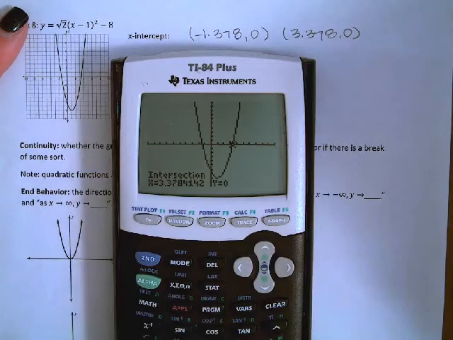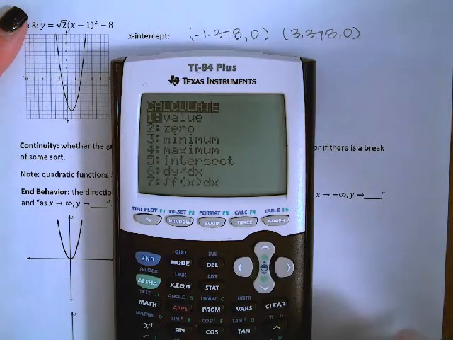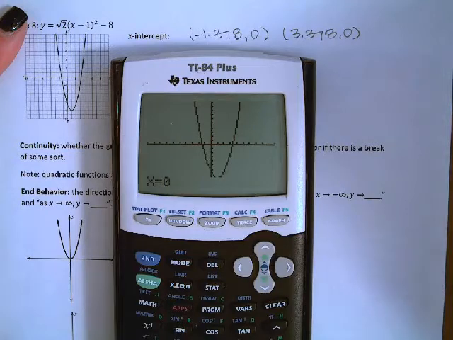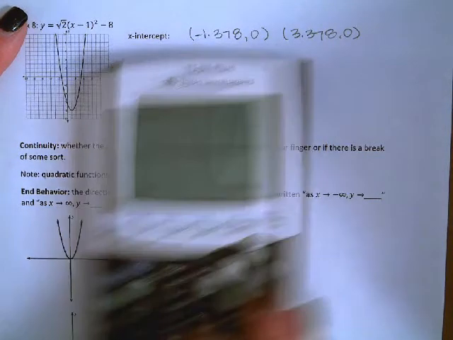For the y-intercept, I'm hitting second trace. I'm using option number 1, and I'm plugging in 0. 0, negative 6.586.